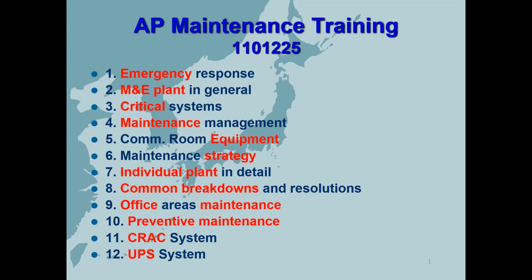The last but not the least are the crack units and its UPS system. These are the 2 important equipments that provide the distributed air conditioning as well as the electrical power, right? In small and medium-sized data centers, we use crack and UPS, right? So these are the important things here.